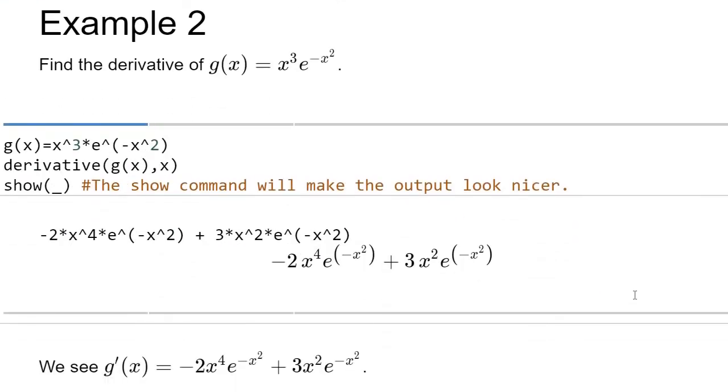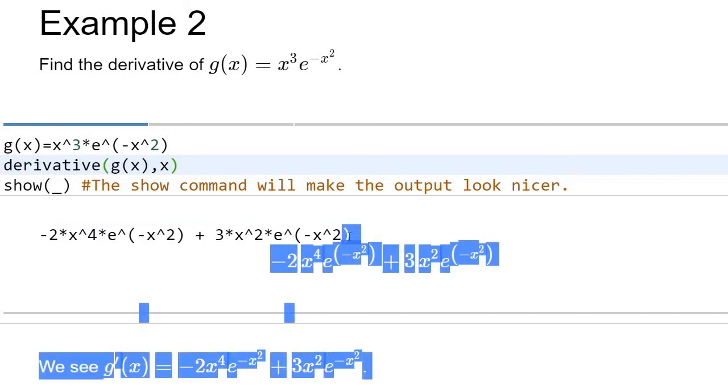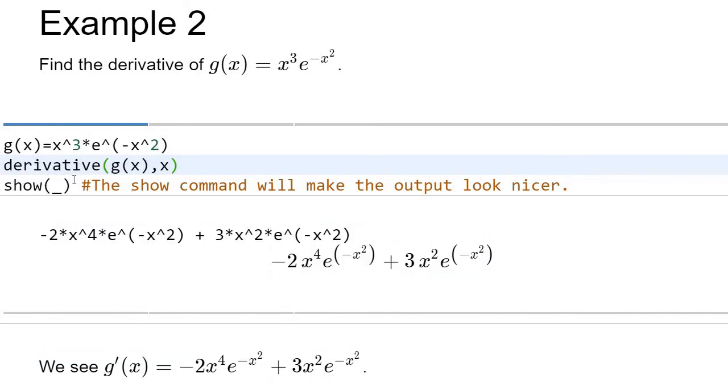Here's a second example of a little more complicated function. So first I defined the function g, then I took the derivative of g with respect to the variable x. This is the messy answer, which is kind of hard to read, so I use the show command here. Remember, underscore refers to the last thing that came out. The last thing to come out was this messy derivative. So here is the answer in a little bit nicer format.